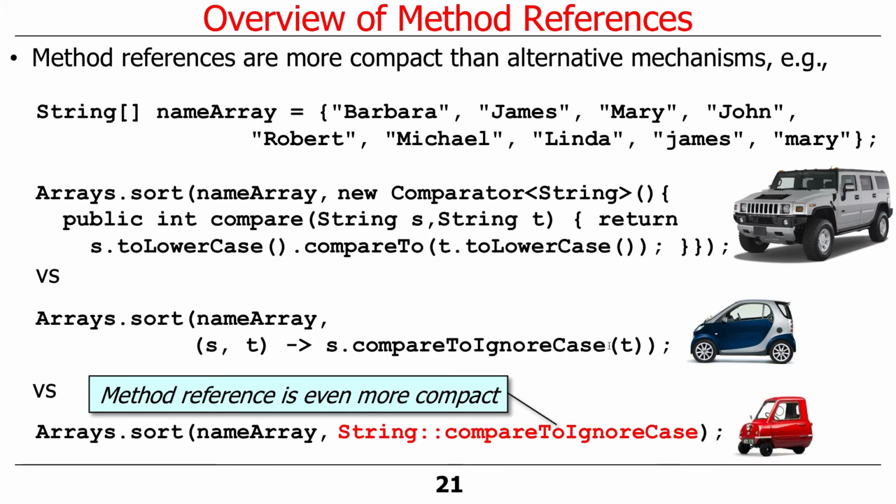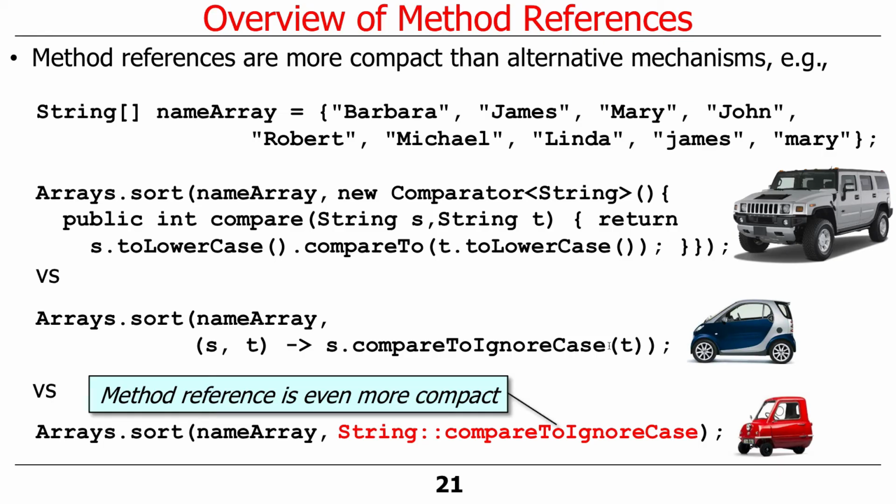Here's an example that illustrates what I'm talking about. Remember, this was the verbose anonymous inner class way of doing a comparison when sorting. Here was the more concise lambda expression version. And then finally, again with the car metaphor, the super compact method reference version, where we say String::compareToIgnoreCase. So that's really compact.